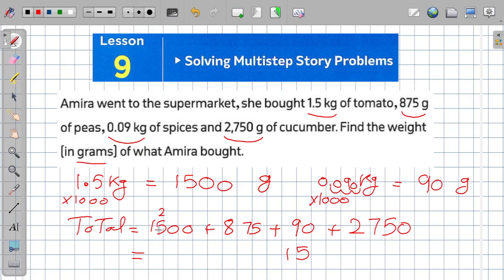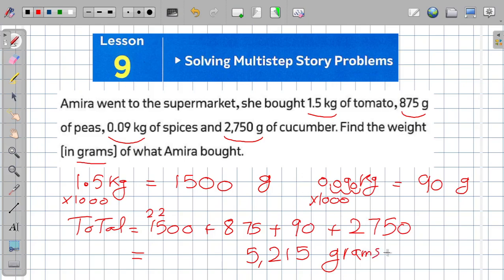2 plus 5 equals 7. 7 plus 8 equals 15. 15 plus 7 equals 22. So I will write 2 and carry 2. So 2 plus 1 equals 3. 3 plus 2 equals 5. So the total will be 5,215 grams. And this is our answer.